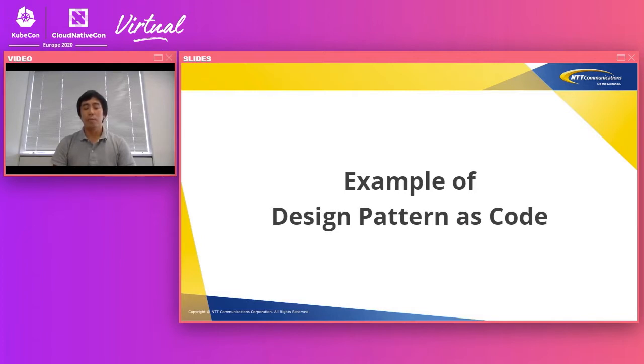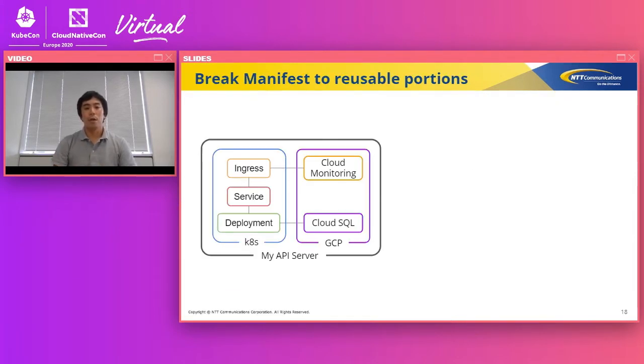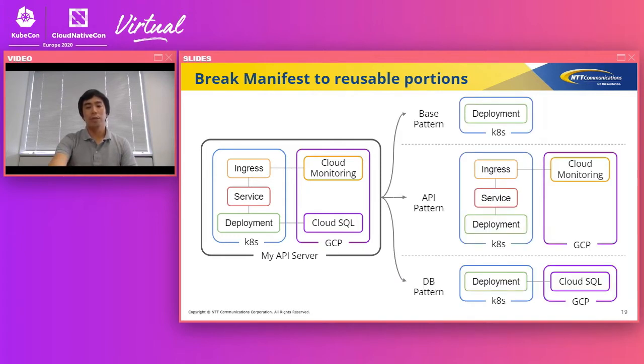So I just gave the basics of design pattern as code. Let me give you one example. Assuming we have a simple API server running on GCP, the resource configuration could be like this, having ingress, service, deployment, Kubernetes manifest, cloud monitoring, and Cloud SQL GCP resources. This resource configuration can be broken into three patterns: base pattern, API pattern, and DB pattern.